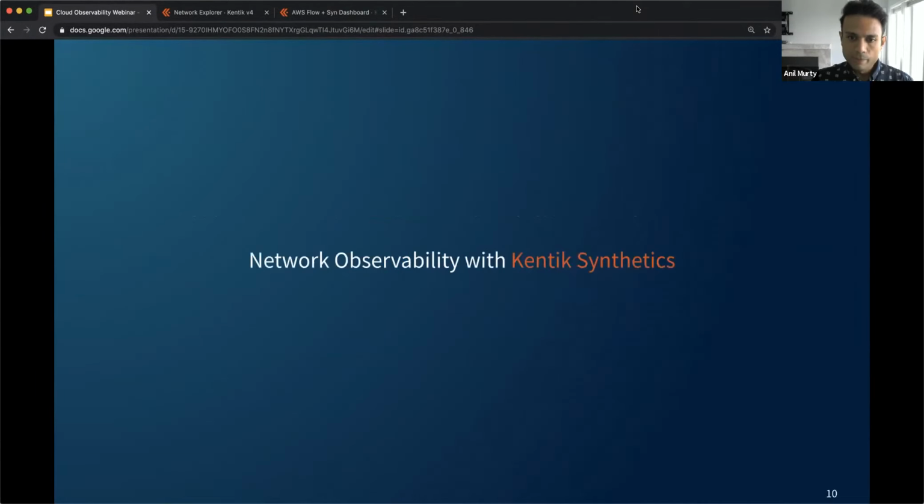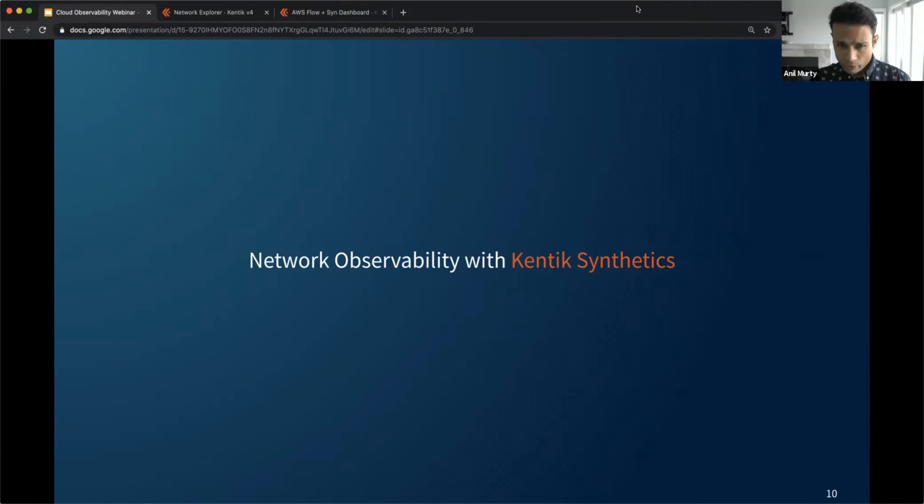So, what I'd like to do next is talk about how you can proactively monitor things. One of the ways you can do that is using our Kentik Synthetics product. The idea with Kentik Synthetics is that rather than looking at traffic that is flowing through passively, you would generate your own artificial traffic and then measure performance based on that, so that you're proactively looking at performance of your network before it impacts your users.